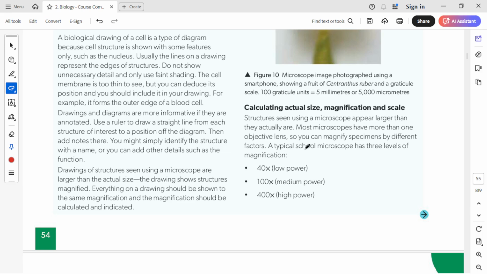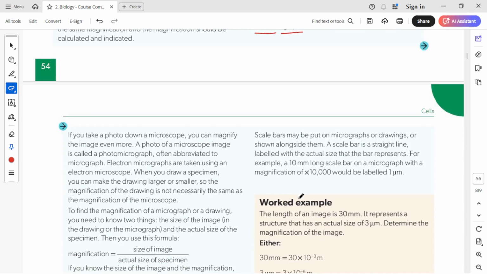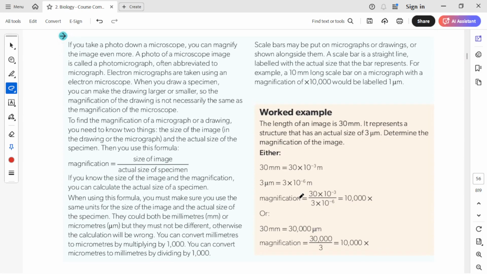So now the typical school microscope has 3 levels of magnification. 40x is low power, 100x medium power, and 400x is high power. So these are the microscopes that you generally see in your schools. So these are the magnifying powers that they will have. Okay, if you take a photo down a microscope, you can magnify the image even more. So if you're using an electron microscope, the magnification can be higher, but when you use a light microscope, the maximum magnification generally possible is up to 1000x. Okay, so you can magnify the image up to 1000x.